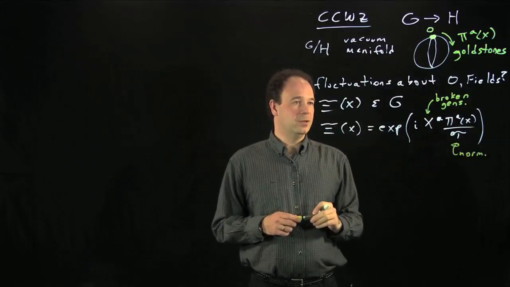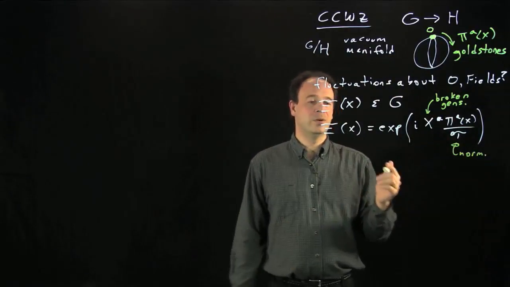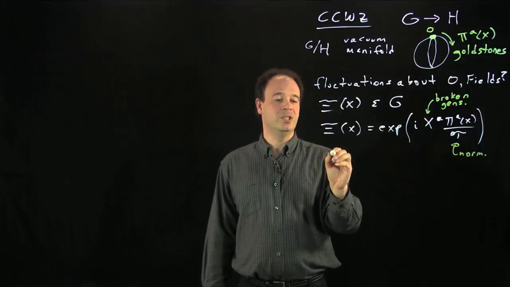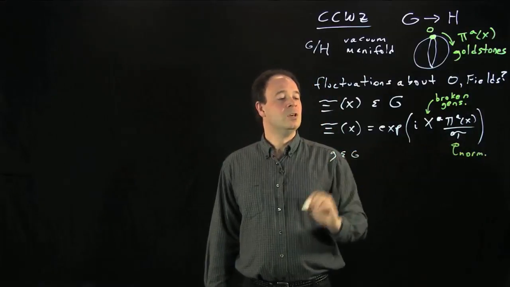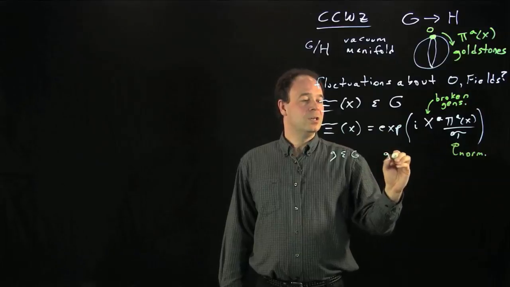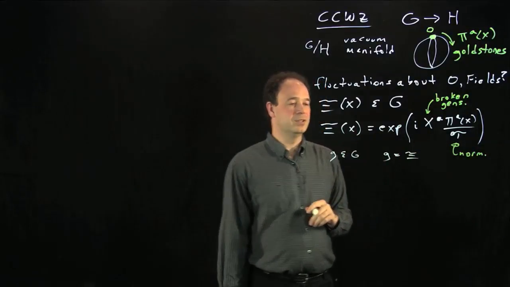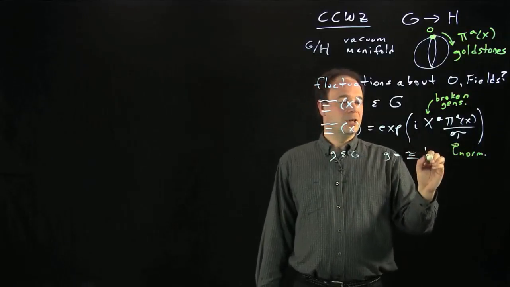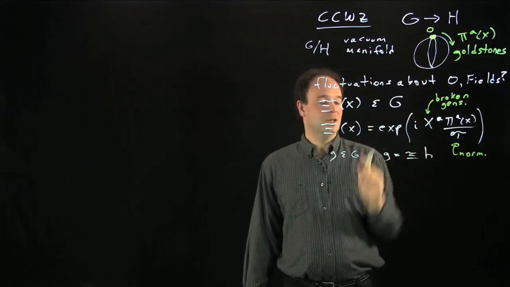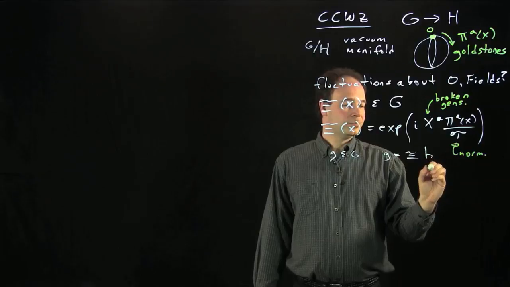And so in general, what we're saying is if we have some element little g that's in G, we can always write little g as something in the coset, which is something that has the group structure of this ξ, times a little h, where little h is in this group H.